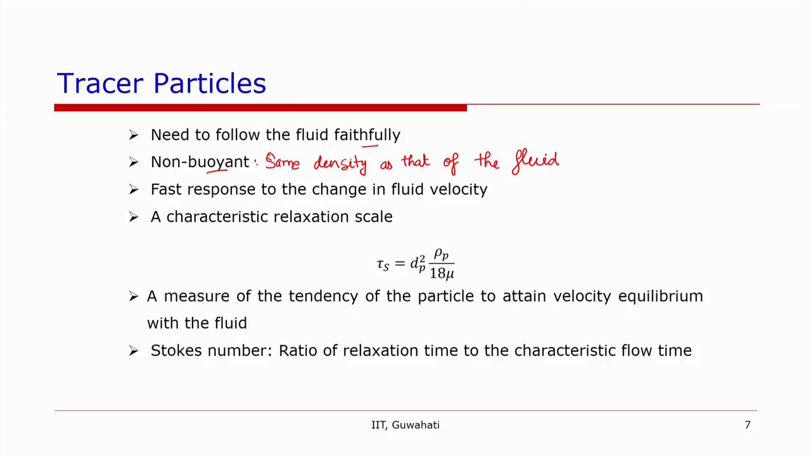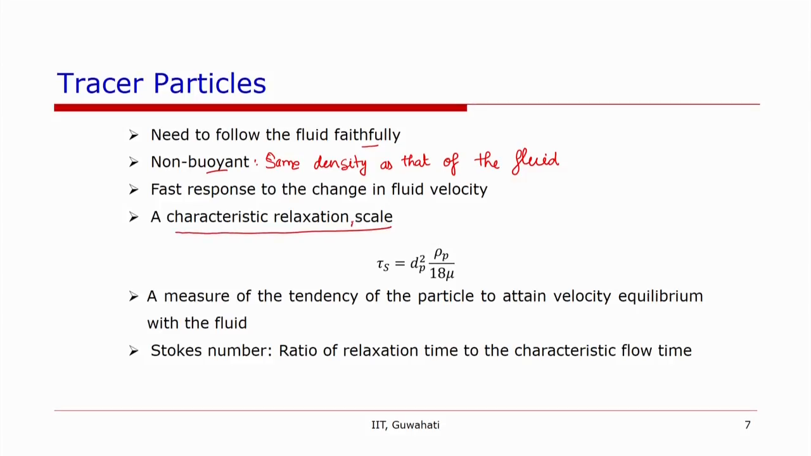Fast response to change in the fluid velocity. So, if the particles are in the Stokes regime, then the particles can follow the flow faithfully. Now, for a Stokes flow, one can derive the characteristic relaxation time scale, that is the time which is required for the particle to respond to the change in the velocity of the fluid. So, Ts is the characteristic relaxation time, which is given as dp square rho p over 18 mu.